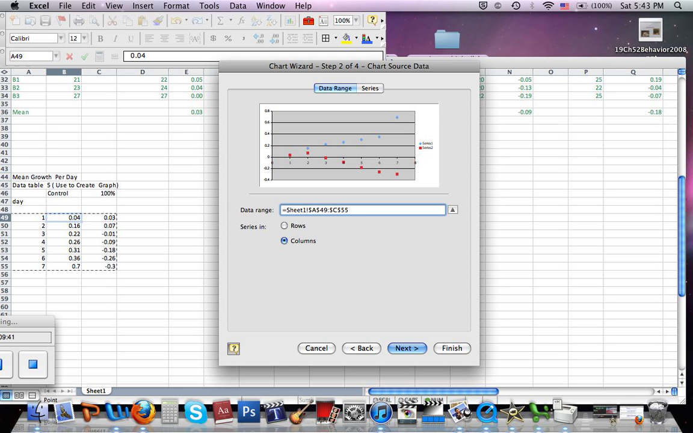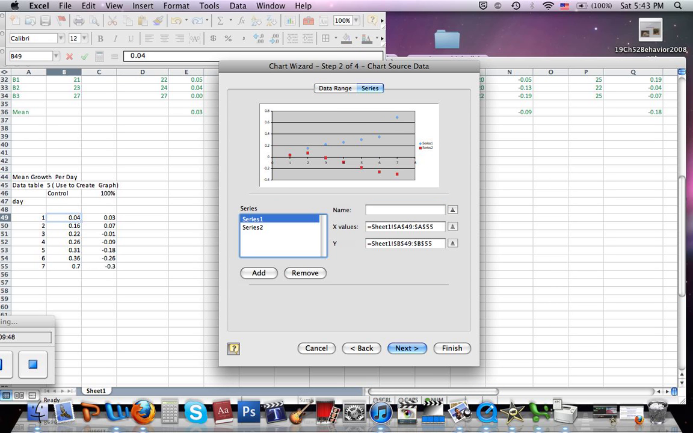We have our data range. We have series. We're going to go to series. Our graph looks great, by the way. So our series here, series 1, let's give it a name. That's your control. And we will then go to series 2, and that was 100%. So we'll do that as well, and we'll do the next.